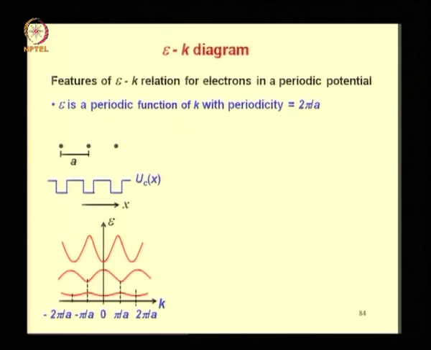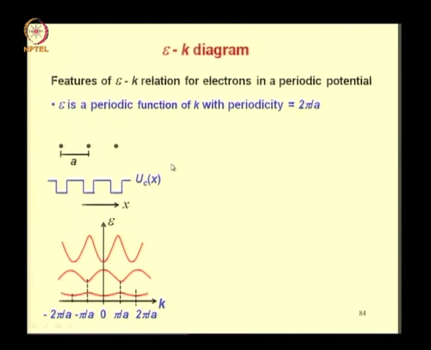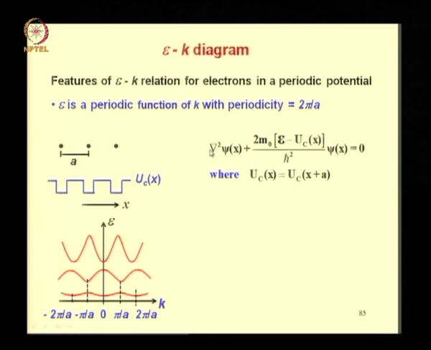Let us look at the first feature: E is a periodic function of k with periodicity 2 pi by a. This is the Schrodinger's equation for electrons in a crystal. U_C(x) is the periodic potential. The property of U_C(x) is that it is periodic with period a, which is the distance between the atoms. So, U_C(x) is equal to U_C(x plus a).